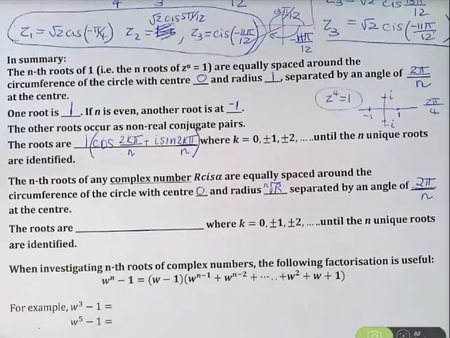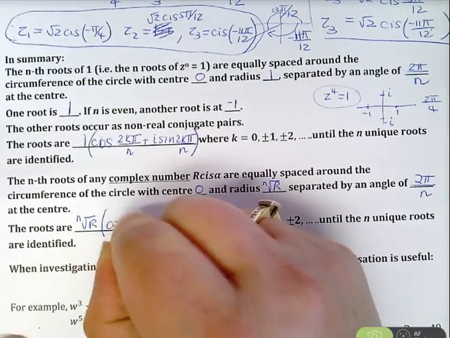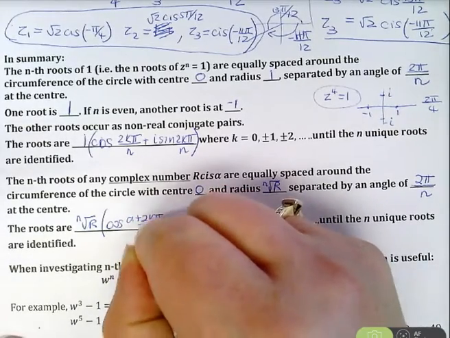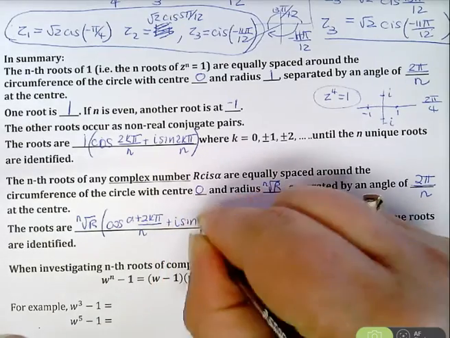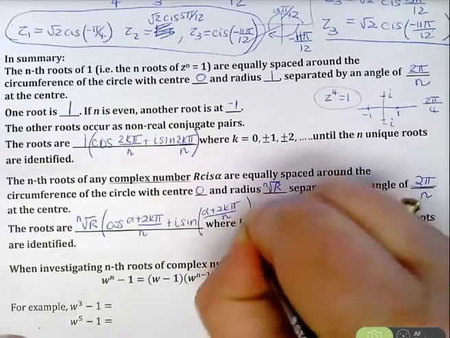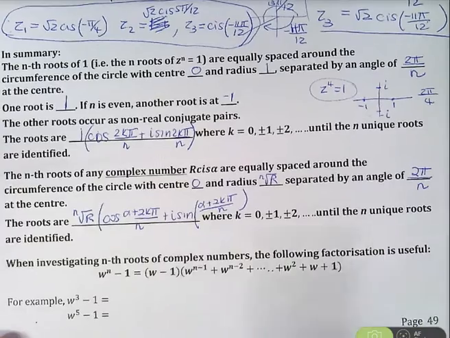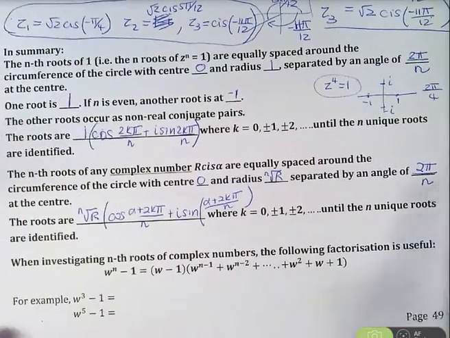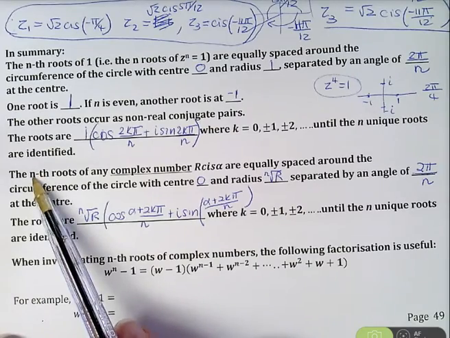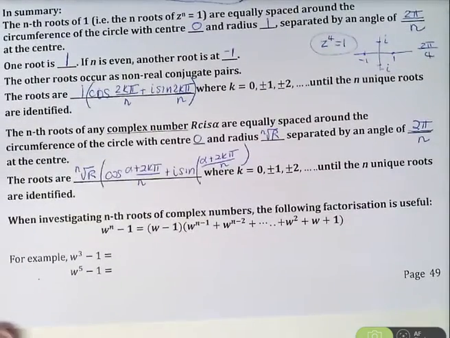So separated by an angle of 2 pi on n at the center. The roots will be the nth root of r cos of alpha plus 2k pi all on n, plus i sine of alpha plus 2k pi all on n, where k is 0, plus or minus 1, plus or minus 2, etc., until all the unique roots are identified. If there is z to the power of 3, there'll be 3 roots, so until the unique n roots are identified.